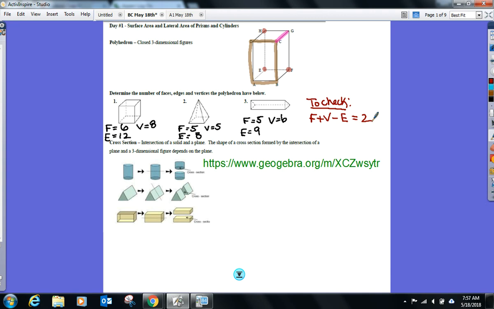All good? Questions? All right, now we get to this thing called a cross section. Every year they test it on the Regents exam. Cross section. Here's what a cross section is. You take a polyhedron. Here's my cylinder. You take a plane and you slice it. All right, so let me say I'm going to slice this horizontally. I hold it up to you. What's the two-dimensional shape I've just sliced?